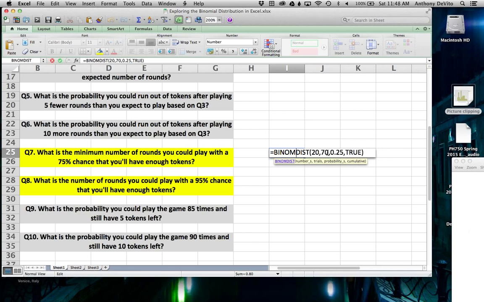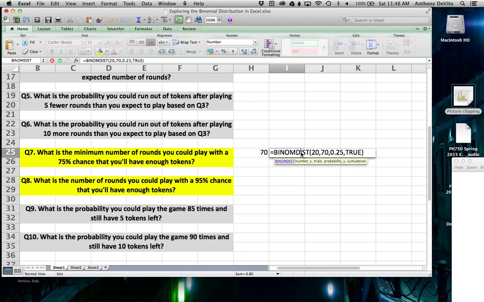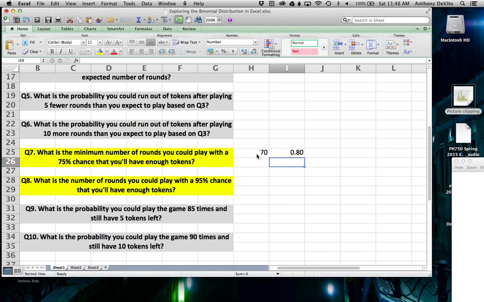So what I could do is just keep changing this number, or even better yet, I could put a number out here like 70, the one we just did. And I could tell it, instead of using 70 in here, use what's in this box, so that I don't have to keep recalculating. So now I can try, well, can I get to 72 with a 75%? Well, I can. Okay, what about 71?